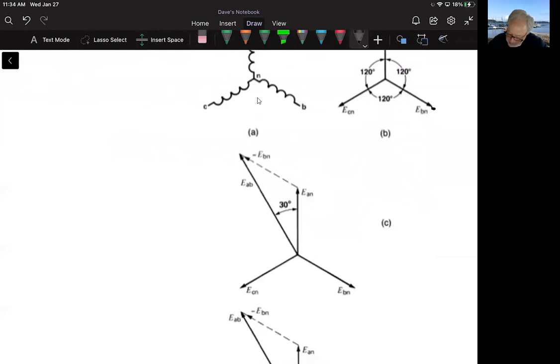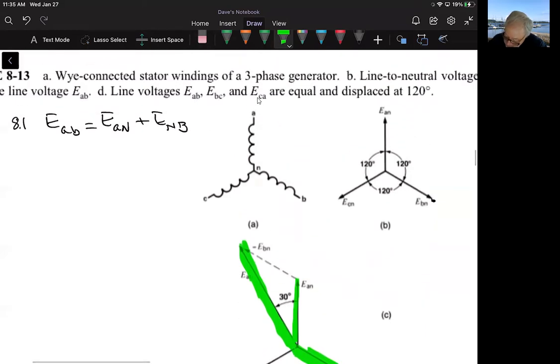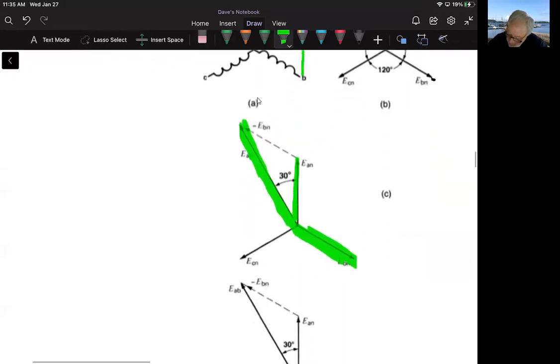What he's saying when he does this is that this vector is equal to EAN plus ENB. Now how would we do that? The way that you do that is you do this manipulation from tip to tail. What we're ultimately trying to figure out is what is the voltage from here to here?